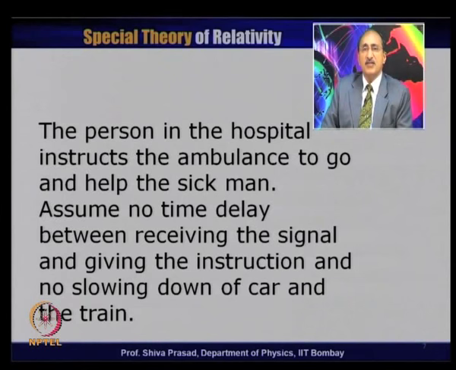Now, the person in the hospital instructs the ambulance to go and help the sick man. He says, go and help that person. Assume no time delay between receiving the signal and giving the instruction, and no slowing down of car and train. So let us assume that as soon as the signal is received, instantaneously, he instructs the driver of the ambulance to go and help the person, and the ambulance immediately rushes towards the sick person. Anyway, he was already going, and there is no slowing down anywhere. Whatever the speeds are, they are always constant, because that is necessary to maintain that all the frames of reference I am talking about are inertial frames. So no slowing down and no time delay in conveying the information from the hospital frame to the ambulance frame.